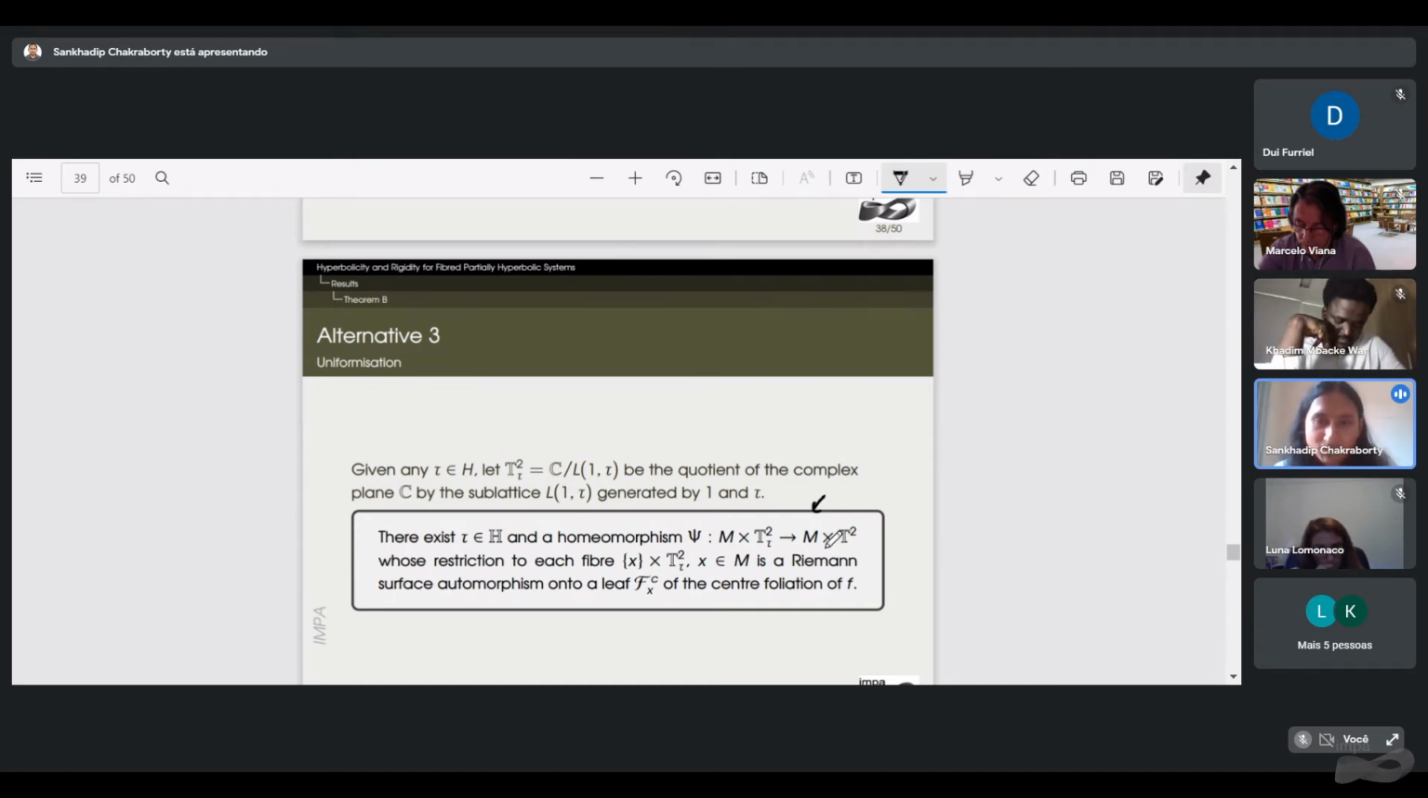And what we are doing is uniformizing each leaf. So we take each leaf, and it is well known that there is some tau such that, for some leaf F_cX, the conformal structure is the same as the one on C quotiented by the lattice generated by 1 and tau. Now, the point to note here is that we can take tau to be the same for each central leaf. That's not obvious.